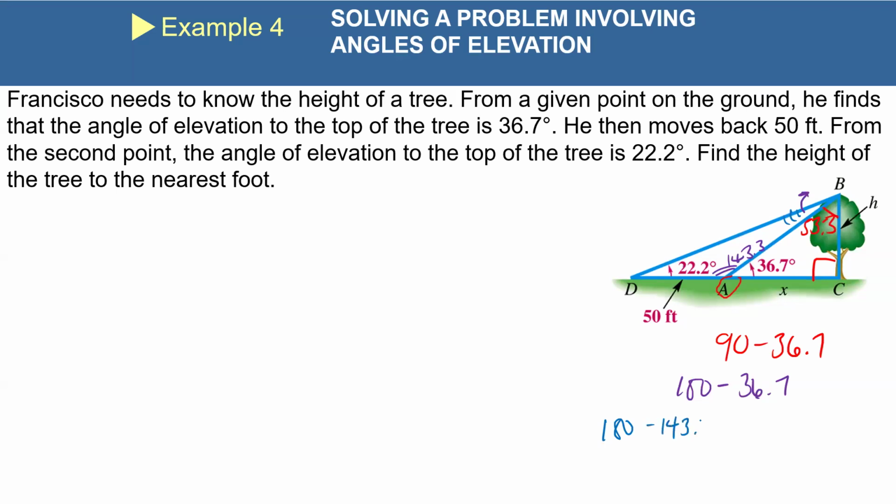180 minus 143.3 minus 22.2. And what does that give me? Something. Y'all have the calculator. I believe in you. 14. All right. So I've now eliminated some of my unknowns. I now have angles. Because I have angles, can I now find sides and heights and all whatnot? Yeah.